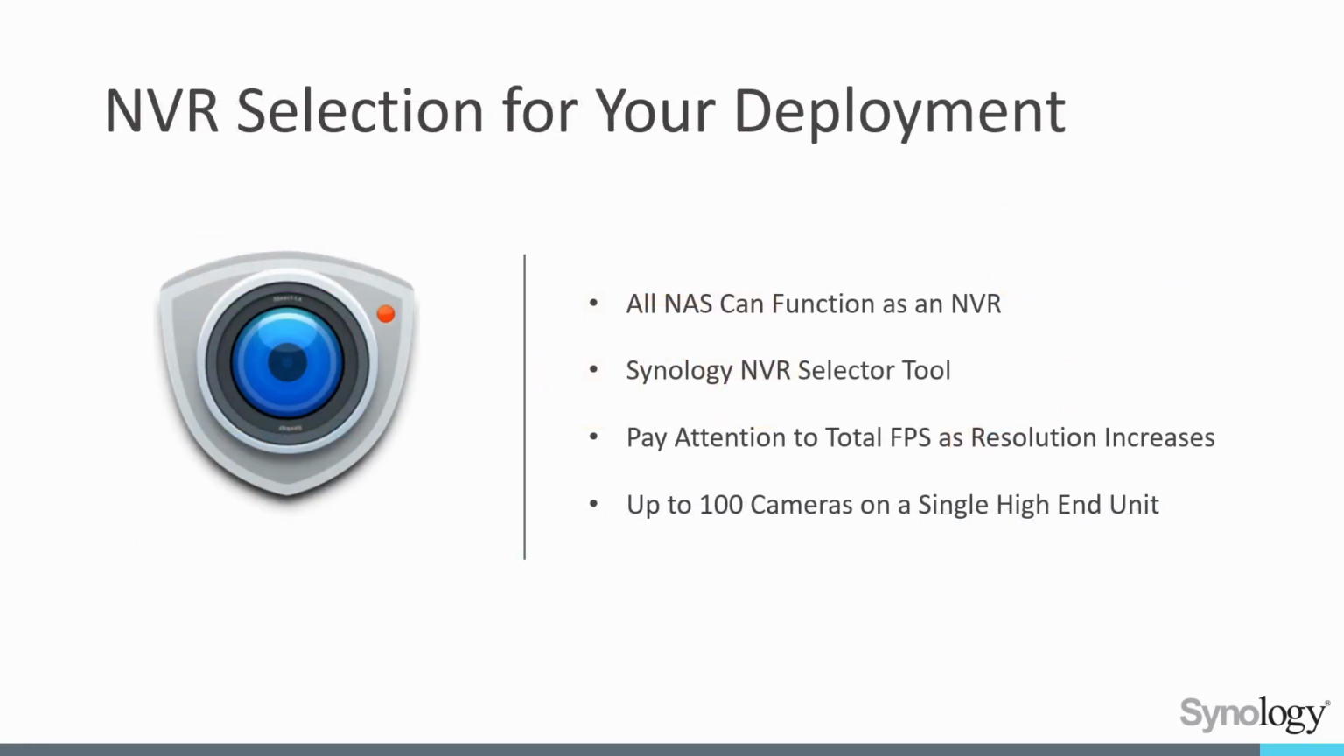So whenever you're selecting an NVR for your deployment, again, all NAS can function as an NVR. So even the small little 2-bay units can be an NVR for a small retail environment or something like that. I believe the 218 can do quite a few cameras, tens of cameras actually. So another thing you might want to do is use the Synology NVR selector tool. It's a handy tool on our website that will help you choose the right NVR for you.